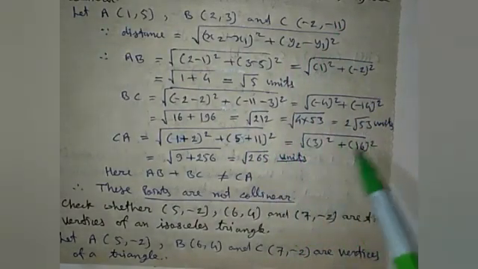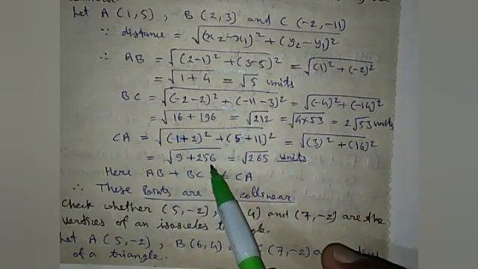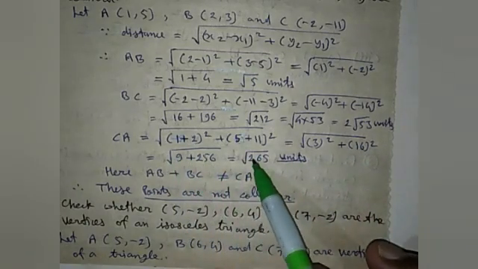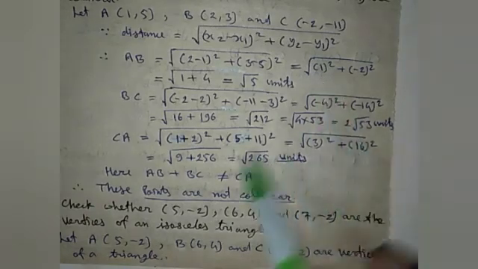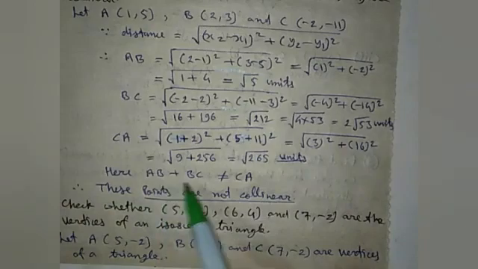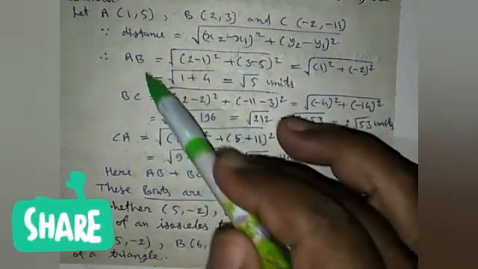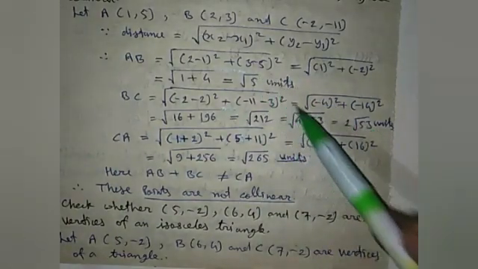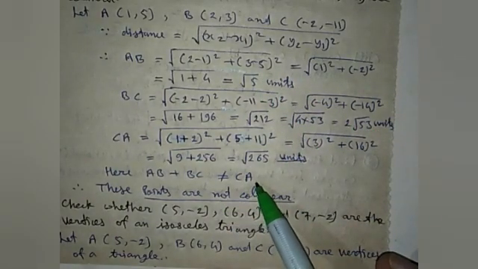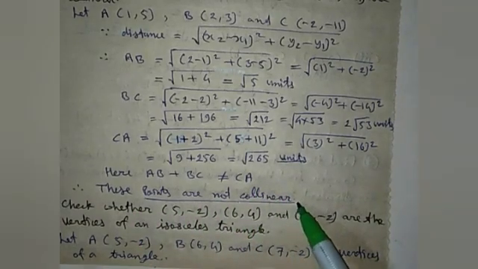So it is equal to under root 3 square plus 16 square, that is equal to under root 9 plus 256, which is equal to under root 265 units. So here see that AB plus BC, meaning the smaller measurements AB and BC, when we add these two distances, it is not equal to CA. So these points are not collinear.